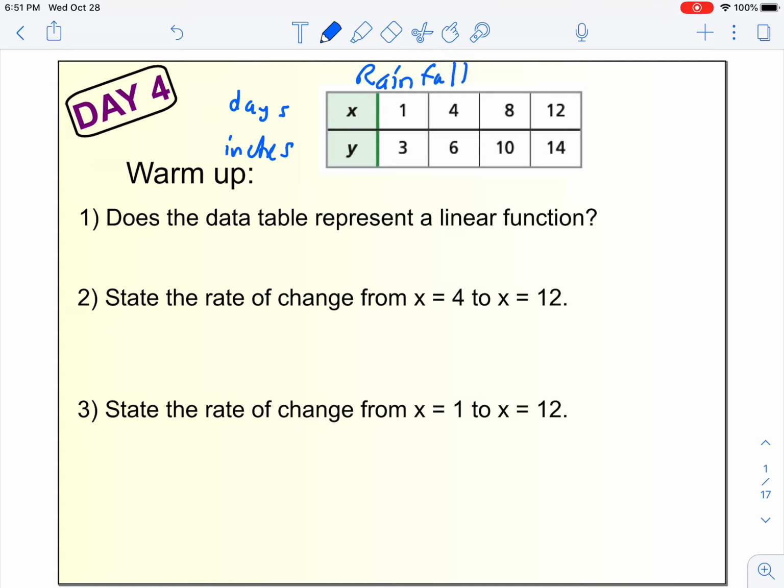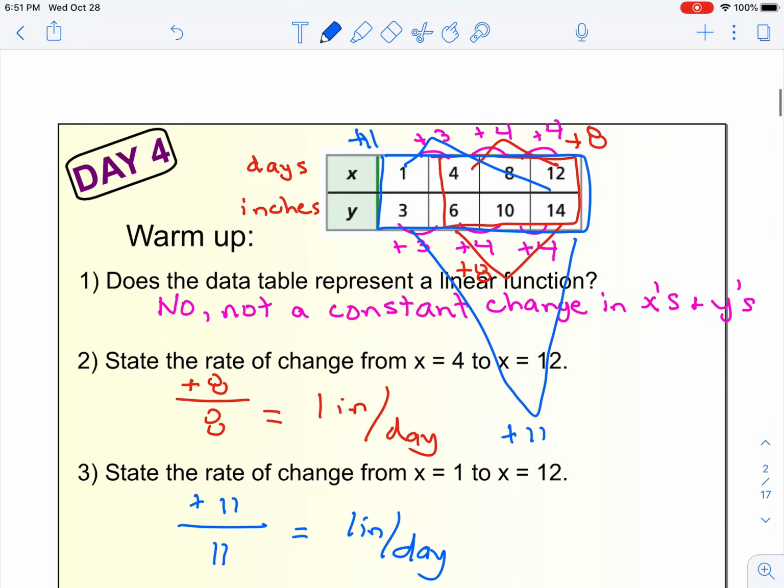But go ahead and, not as important, tell me whether you think the data table represents a linear function, and then also the rate of change from x equals 4 to x equals 12, and also from x equals 1 to x equals 12. So go ahead and pause the video and try these questions right now, and then restart the video to see if you are understanding what we have worked on so far.